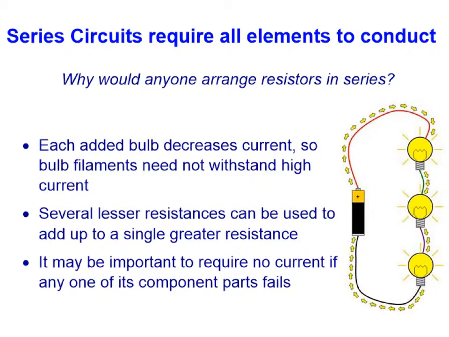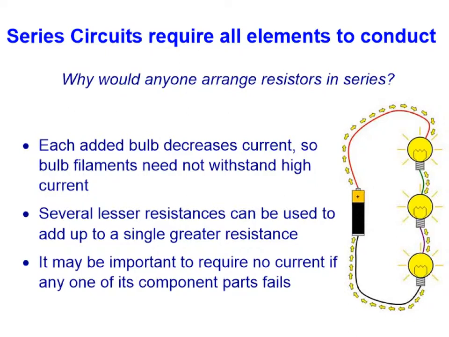Series circuits require all the elements to conduct. If one of these bulbs burns out and current is no longer able to travel across the filament, which is what completes the circuit, then for the entire circuit there is no current. You have an open circuit and no current flows. So why would anyone arrange resistors in series? Seems like it's not a good idea. Well, there are some benefits for arranging resistors in series.